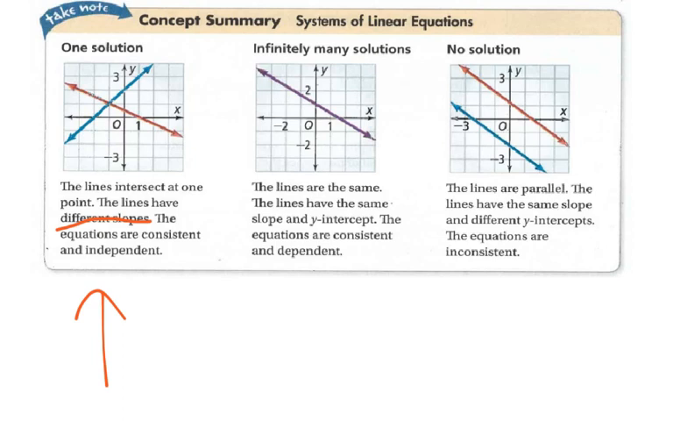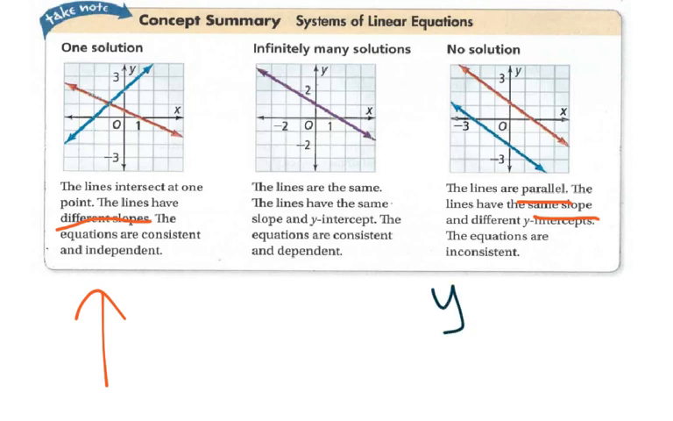For example, if the two lines never intersect, like this example, then that means that their slopes are the same. So the lines are parallel because they have the same slope. Anytime that you have the same slope, then you know they're not going to intersect, and you know there's not going to be a solution. Let's just do an example like that.